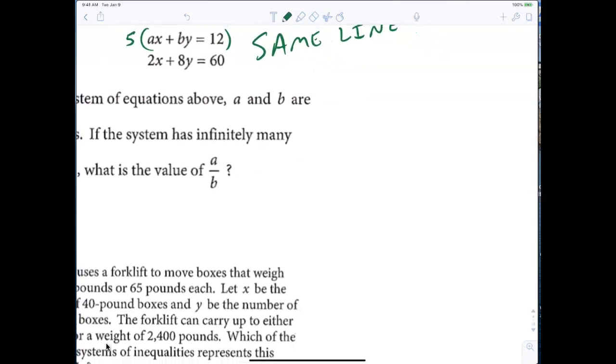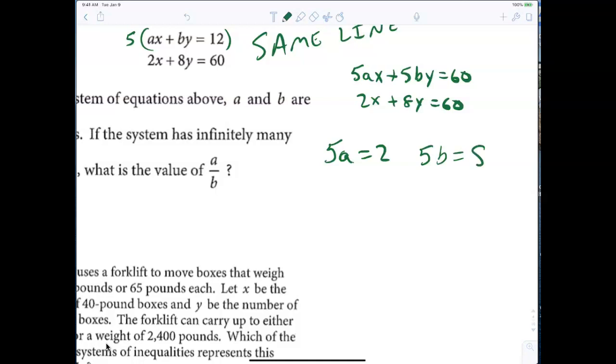When I multiply the top by 5, I get 5ax plus 5by has to equal what? And then below that, we have 2x plus 8y equals 60. So what does 5a have to equal, guys? Beautiful. 5a has to equal 2. And what does 5b have to equal? That's a good job, guys. Yes. Why do they have to equal? Because they're exactly the same.